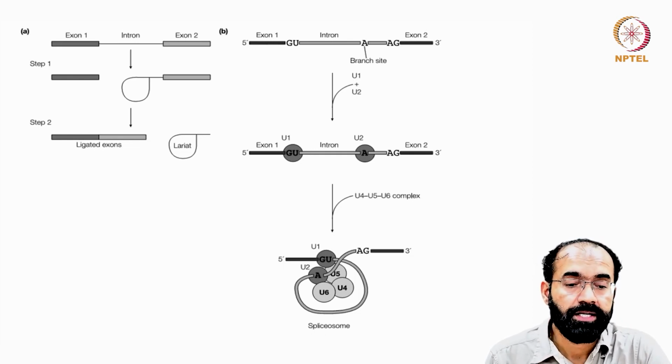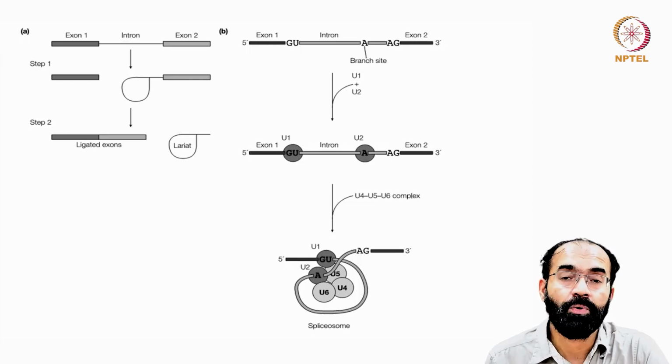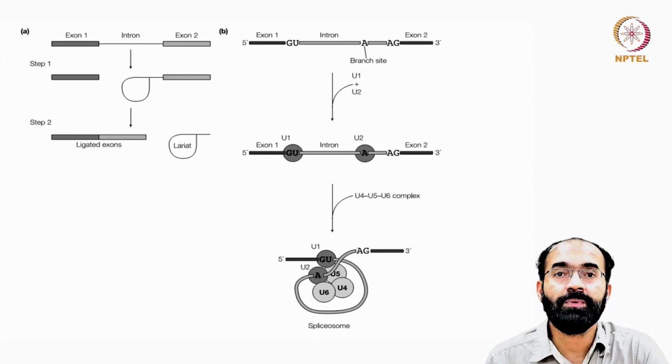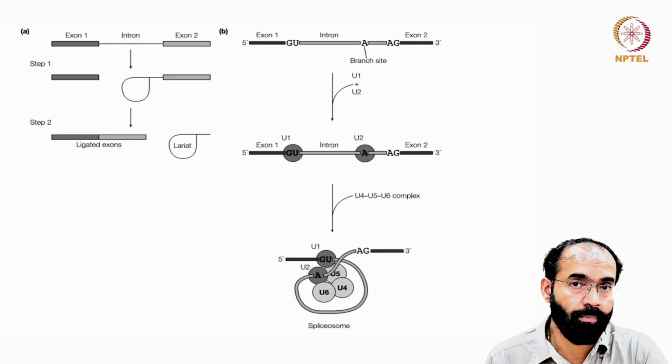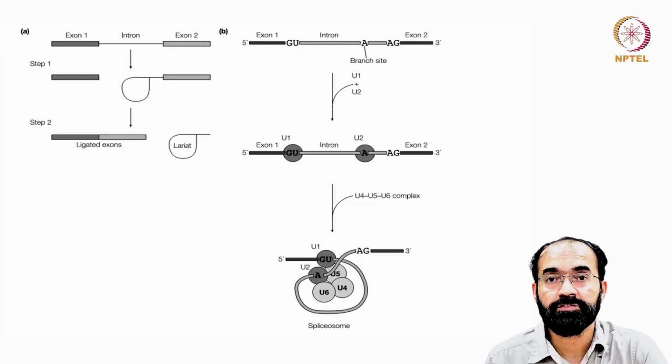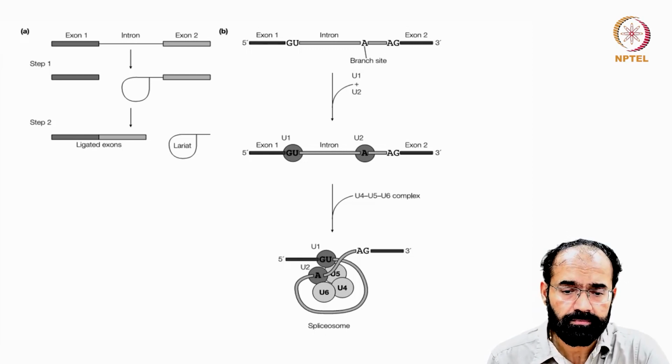But to do that, the exon-intron boundary should be made very clear. The intron starts with GU and ends with AG, and you need to have a branch point, and between the branch point and AG, which is the end of the intron, you need to have a polypyrimidine tract. If any of them are missing or mutated, you will have a splicing defect. There are several disorders in humans that can come because of splicing defects. We will see them much later in the class.